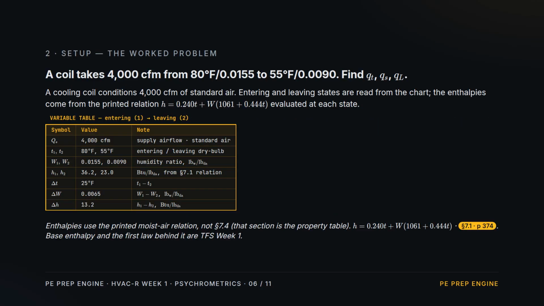Setup: 4,000 CFM of standard air, entering at 80 degrees and 0.0155, leaving at 55 and 0.0090. The enthalpies come straight from the printed moist air relation. 36.2 in, 23 out, and round numbers. Temperature drops 25. Humidity ratio drops 65 ten-thousandths. Enthalpy drops 13.2. Now the loads.